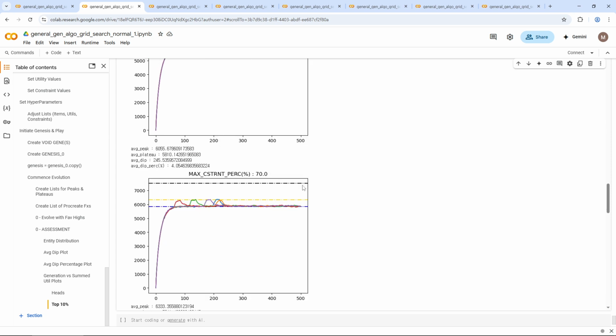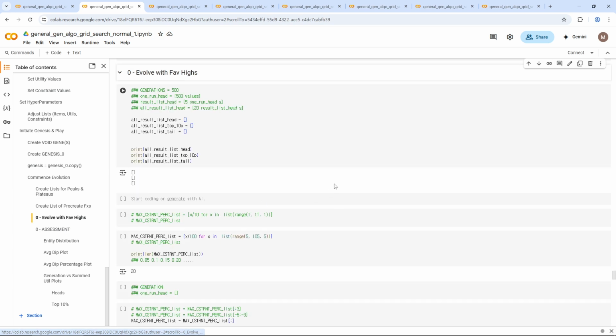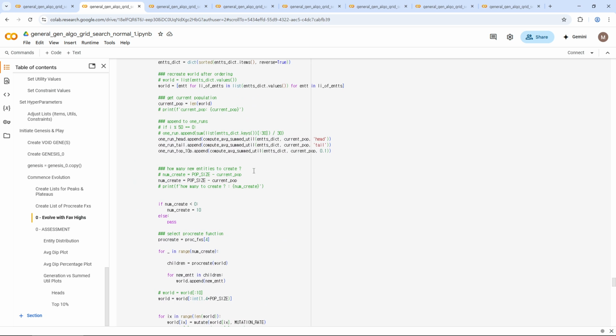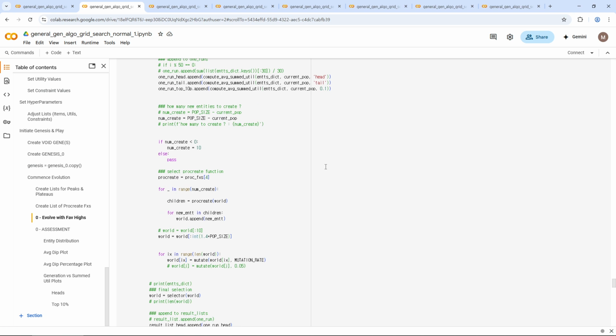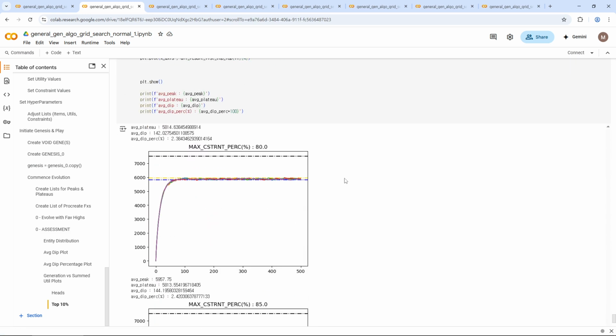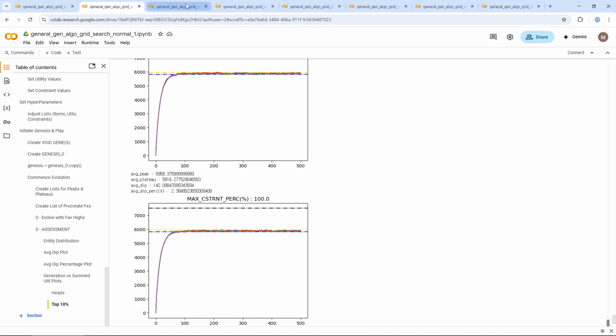So this phenomenon always happens when the maximum constraint percentage is so high, and given the way I'm evolving the entities, when the maximum constraint percentage is so high, the selector doesn't work, and therefore there's little to no procreation. So that's what happens when we use the normal distribution for the utility values and the constraint values.